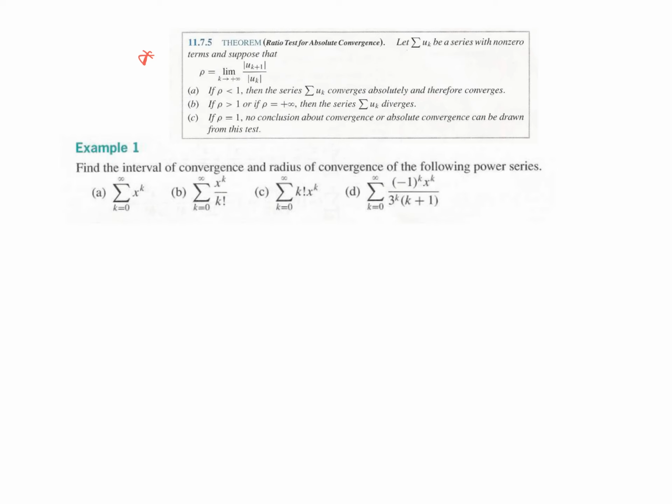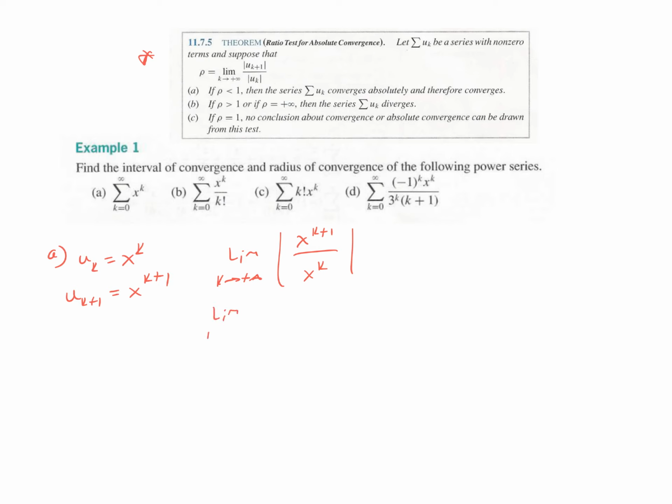So let's look at A. And we know how the ratio test works. We look at the general term, which is given to us, x to the k, and we look at the k plus first term, which is x to the k plus 1. Then we create the limit as k goes to positive infinity of the k plus first term on the numerator, and then the kth term, or the general term, on the denominator, absolute value, and let's see what happens.